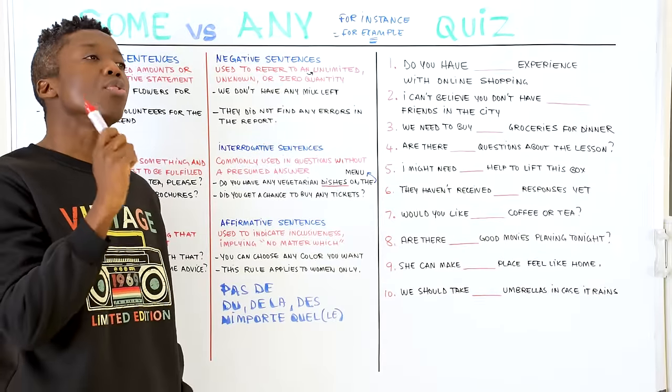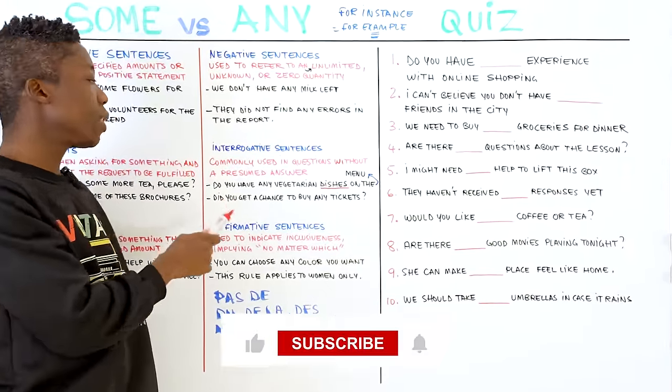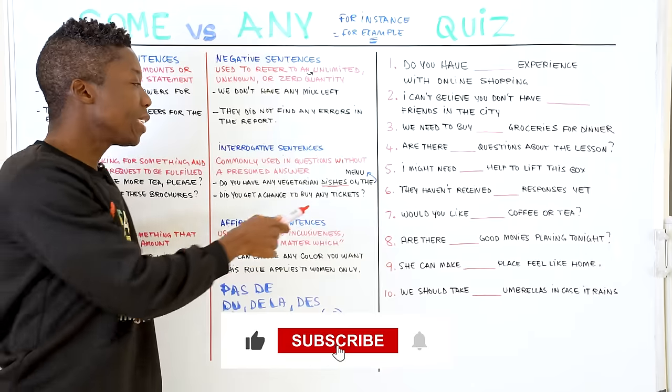Did you get a chance? Est-ce que tu as eu la chance de faire quelque chose? Did you get a chance to buy any tickets?